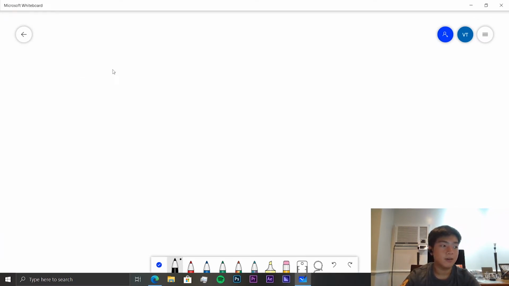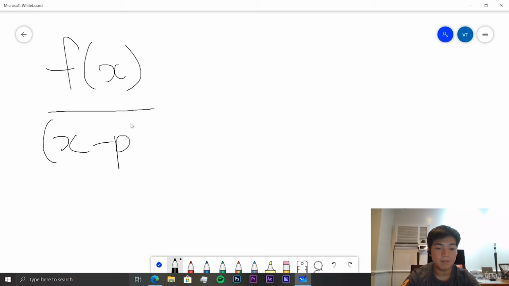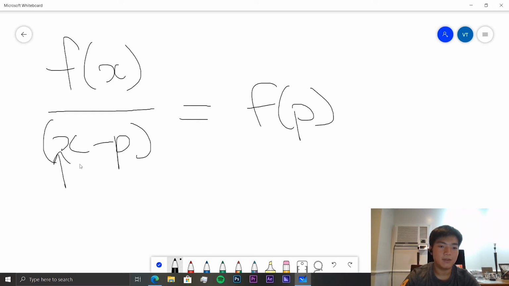We already know that given a polynomial f of x, if we divide this by an expression x minus p, then we expect to get the result of f of p. But what we now need to build on is what if this x has a coefficient? What if it's not just x? What if it's like 2x or 3x or something?